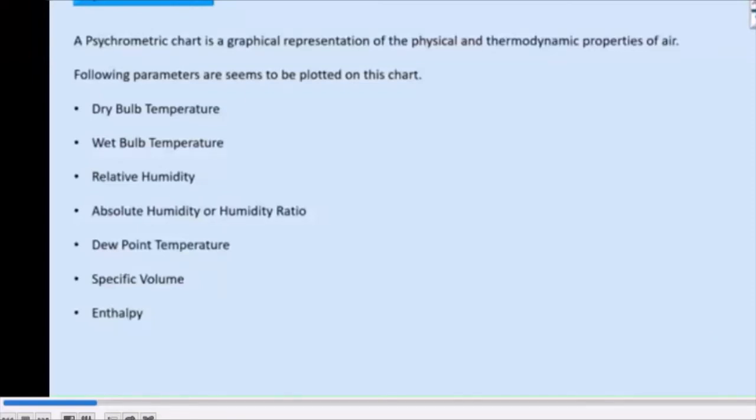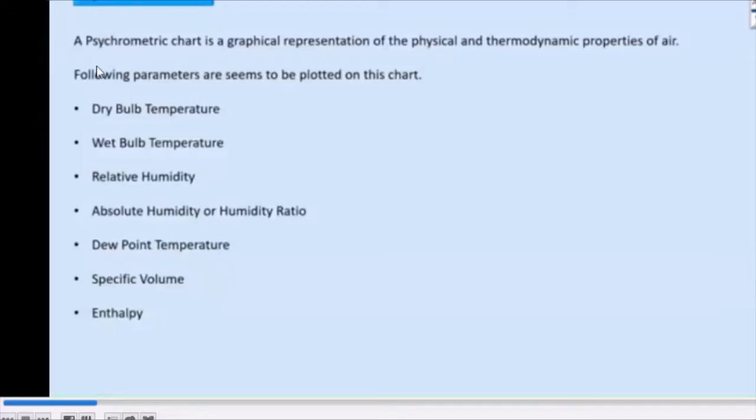You can see the video which says a psychrometry chart is a graphical representation of physical and thermodynamic properties of air. As we all know, psychrometric properties are studied to design and analyze the machineries present in industrial applications. Now the thermodynamic properties and physical properties of air are represented in the psychrometry chart. So what are the psychrometry parameters present in this chart? We have many parameters. Check it out.